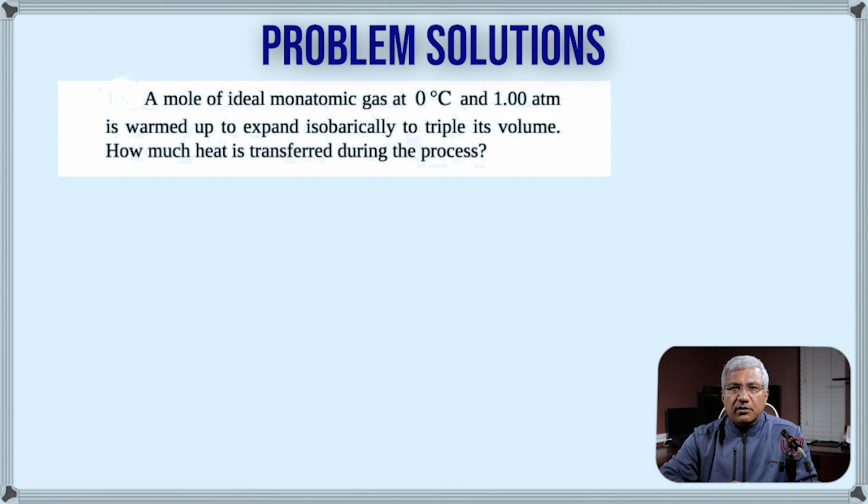So there's 1 mole of an ideal monoatomic gas. It's kept at 273 Kelvin because temperature's always got to be in Kelvin, and the pressure is 1 atm, which is 101,325 pascals. And this gas is warmed up. So that means heat is given to the gas and it expands how? Isobarically, means the pressure is constant, to triple its volume, which again means the ratio of the final volume to the initial volume is 3. We got to find how much heat was transferred during the process.